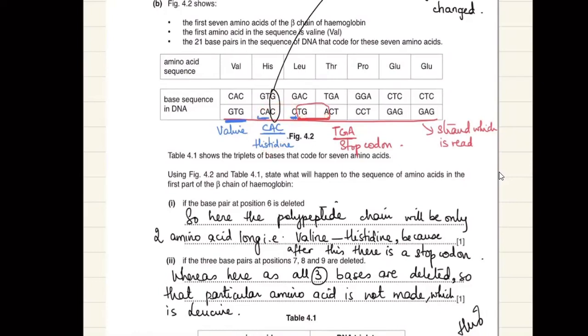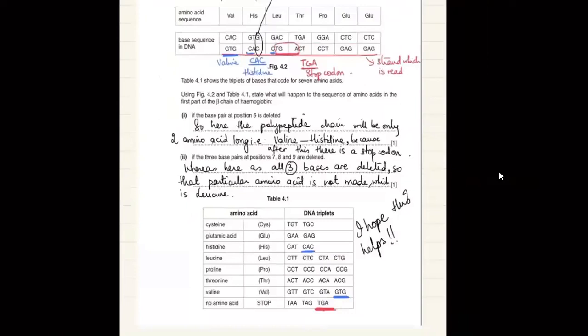ठीक है? Did you understand? But then, Miss, how will it only be two amino acids long? Two amino acids long. Why? Because valine and histidine will be made and then it is followed by TGA. So TGA is coding for a stop codon. Stop codon means no amino acid will be synthesized. So when no amino acid is synthesized, तो यहाँ पे polypeptide chain की synthesis रुक जाएगी. Are you getting the point? It will stop.